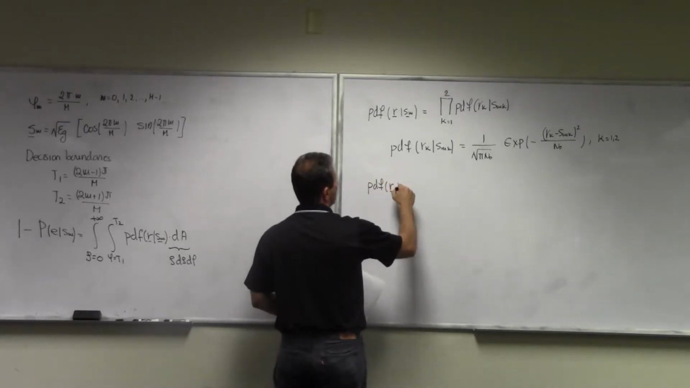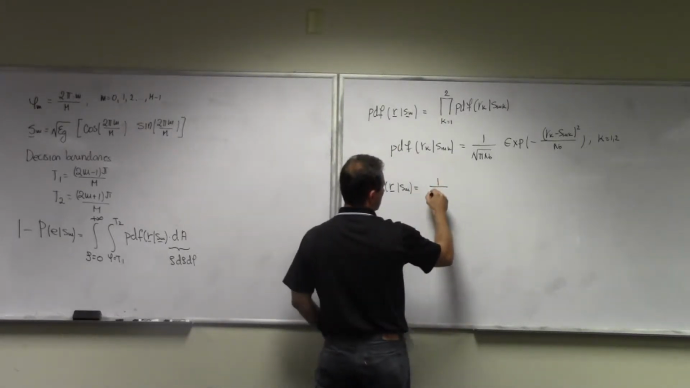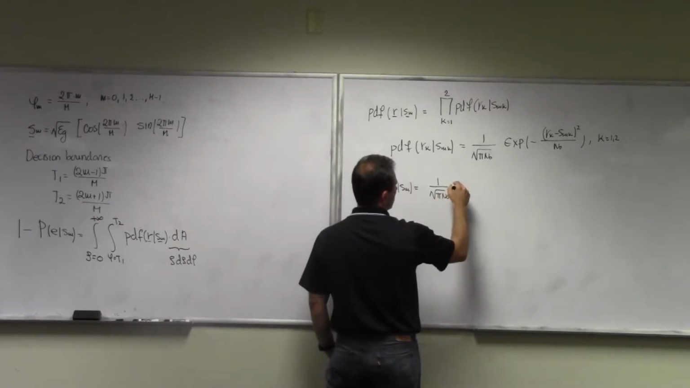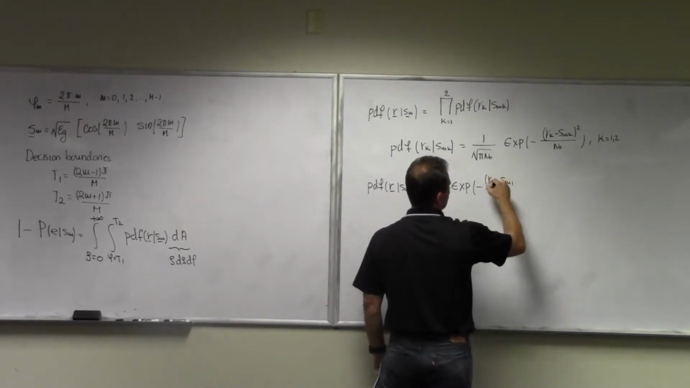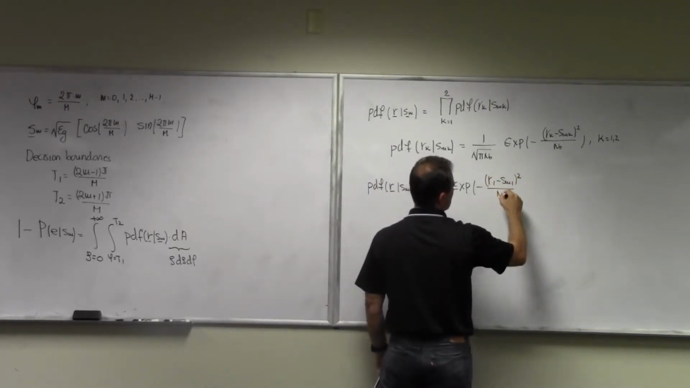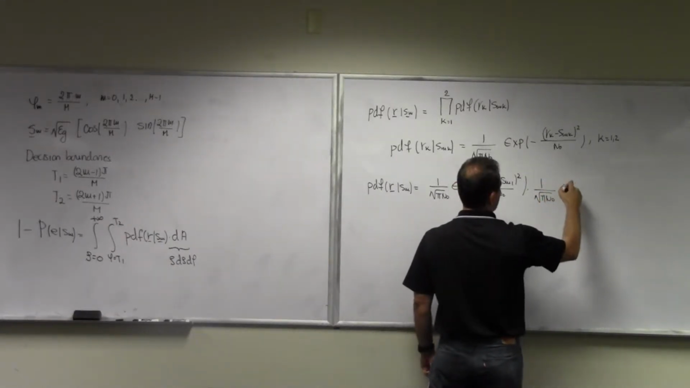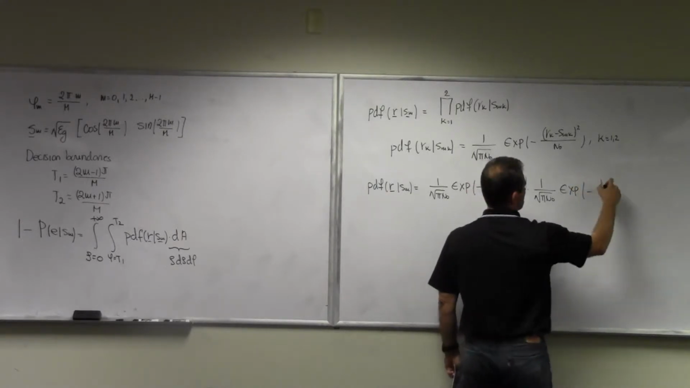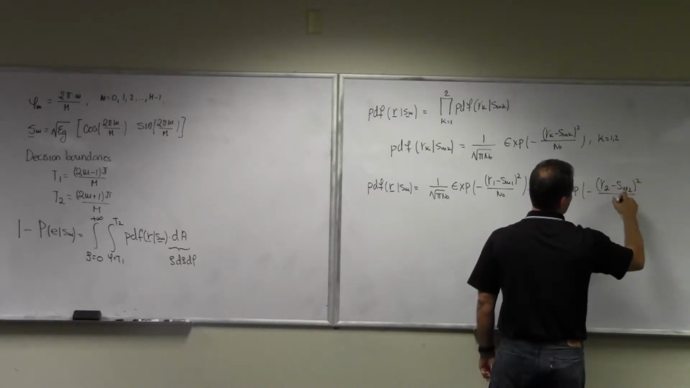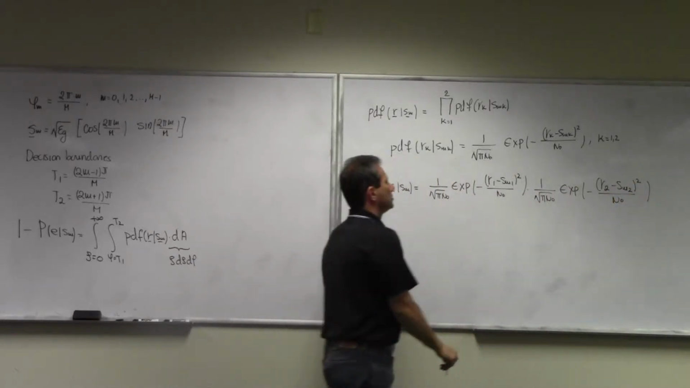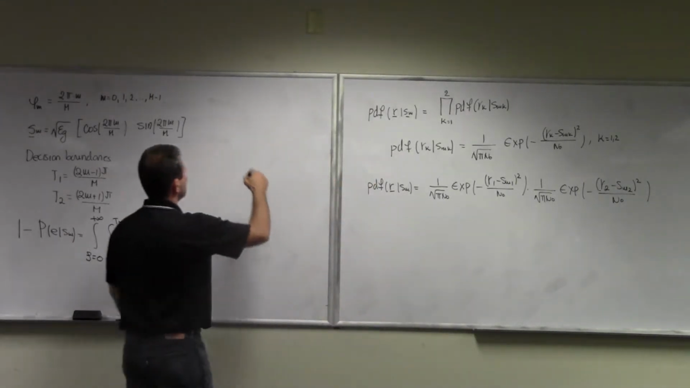The PDF of R given Sm becomes the product of these two, so it becomes 1 over square root of pi N0, e to the minus (R1 minus Sm1) squared over N0, times 1 over square root of pi N0, e to the minus (R2 minus Sm2) squared over N0. So that's a joint probability. That's the function, the product of these two. What product am I talking about?